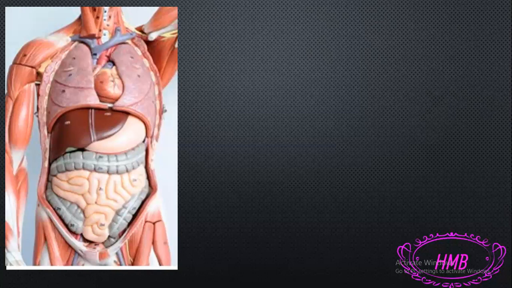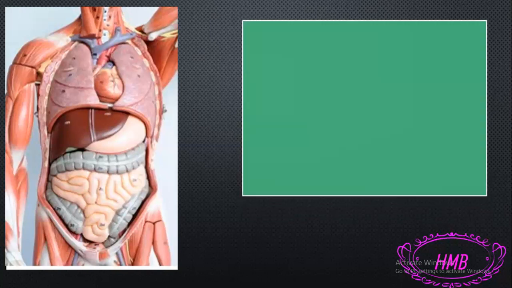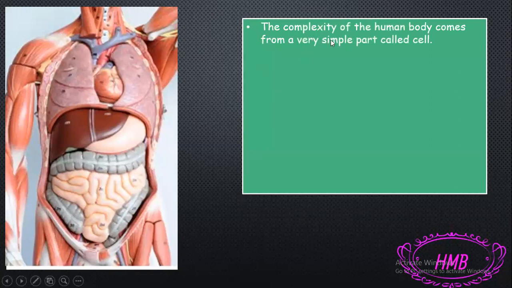So in this video, we will talk about how the body of a living thing, and especially the human body, is organized in a very perfect way. So let's start. First, the complexity of the human body comes from a very simple part that is called cell.